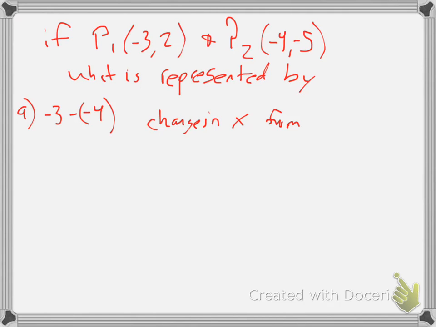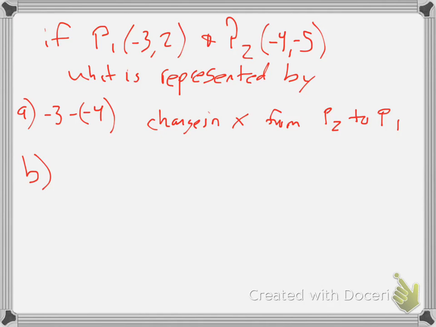Where is -3? -3 is in P1. It's always final minus initial. So my initial, if -3 is P1, that was my final, and -4 comes from P2, that's my initial. So then I'm actually going from P2 to P1. That's what you'd have to write. Change in x from P2 to P1.